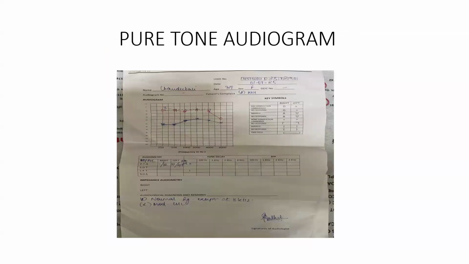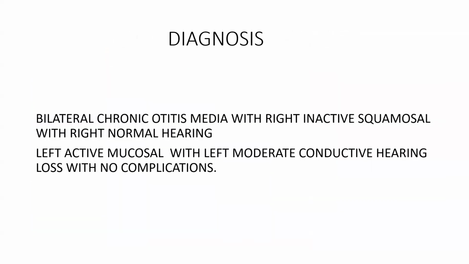So the final diagnosis is bilateral chronic otitis media with right inactive squamosal disease with normal hearing, and left active mucosal disease with left moderate conductive hearing loss with no complications. Ashish, Dr. Jagat Singh does not appear to be convinced with your squamosal type of chronic otitis media on the right side. Why is he thinking like this?